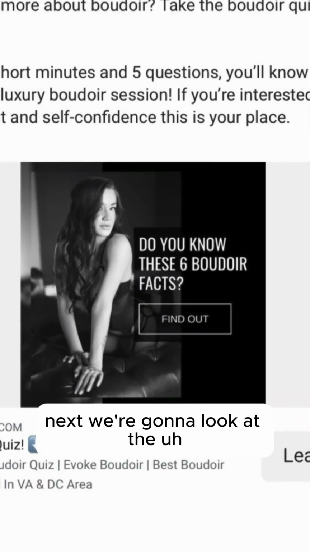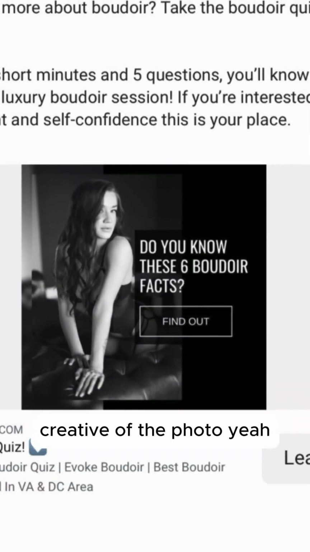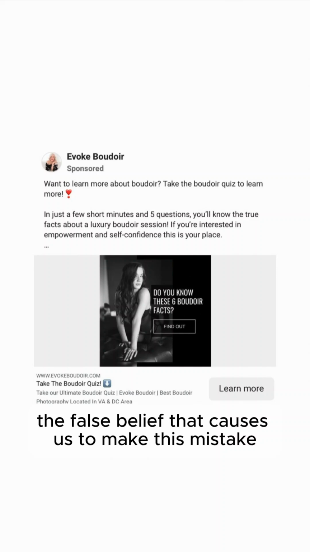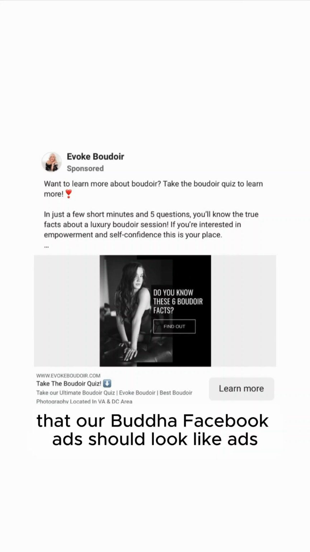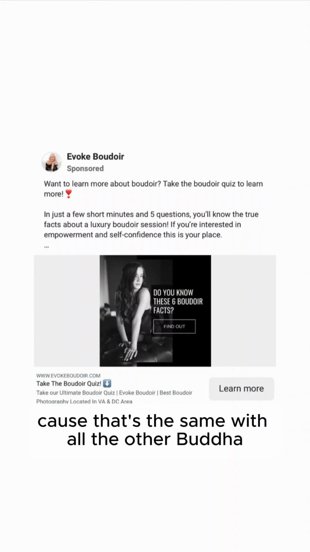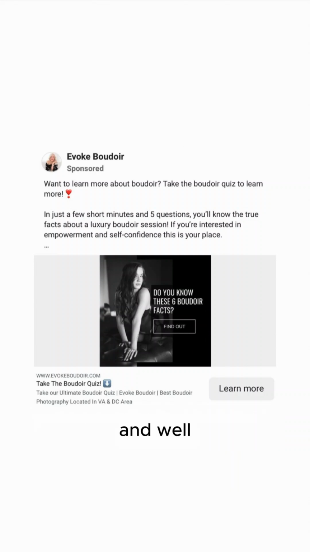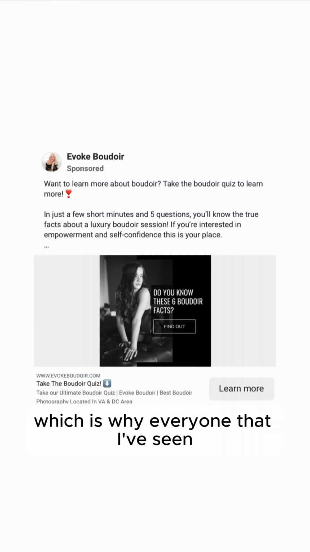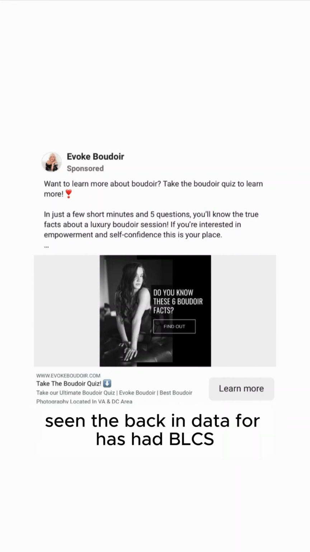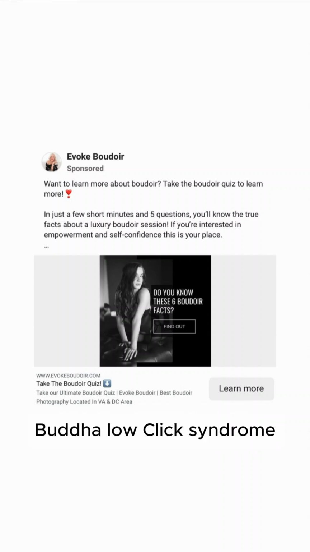Next, we're going to look at the creative, the photo. Yeah, this is the looks like an ad mistake. So the false belief that causes us to make this mistake is that we actually believe that our Boudoir Facebook ads should look like ads, because that's the same with all the other Boudoir Facebook ads we've seen. And well, that's because everyone's making the same mistakes, which is why everyone that I've seen the backend data for has had BLCS, Boudoir low click syndrome.